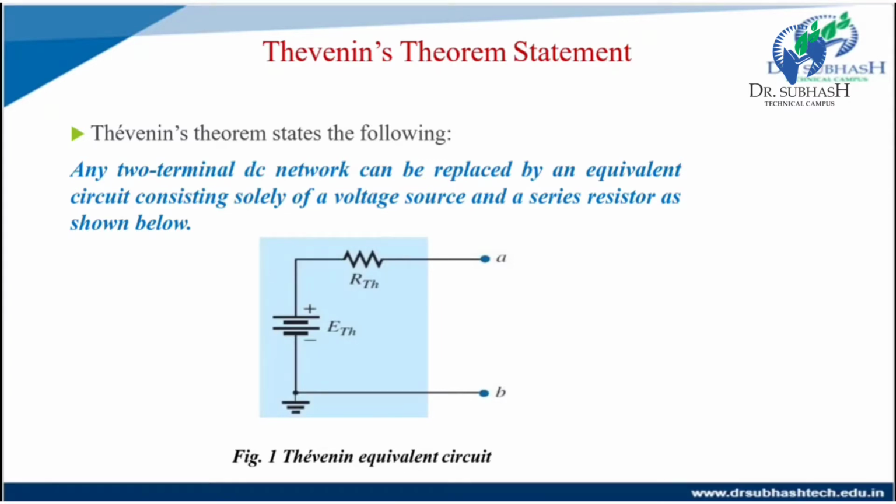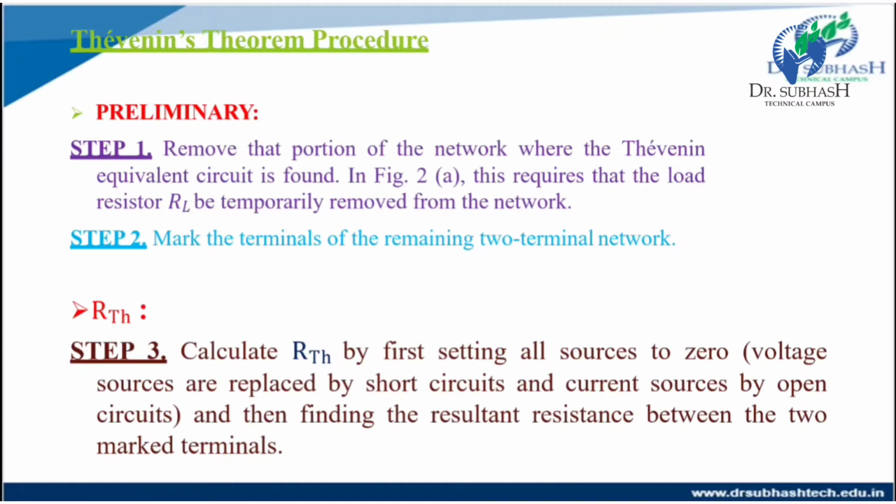So in any network, if we consider a classroom and the number of benches as elements like resistor, inductor or capacitor, and a number of voltage sources or current sources, then it can be converted into a single voltage source and a single resistor. That's equivalent to that number of benches. So now let's move on to further discussion of Thevenin's theorem.